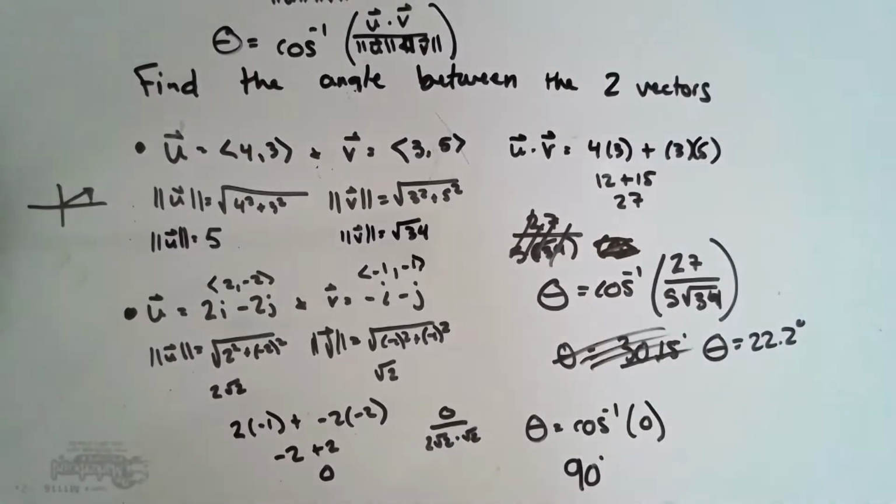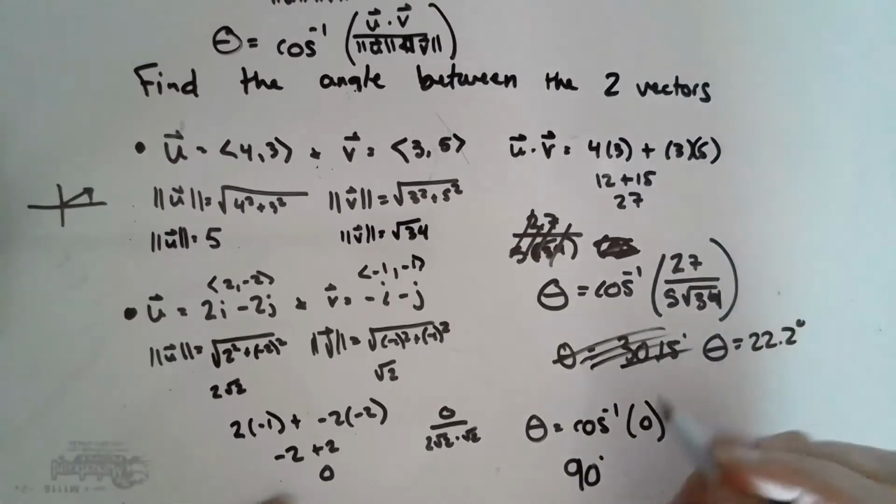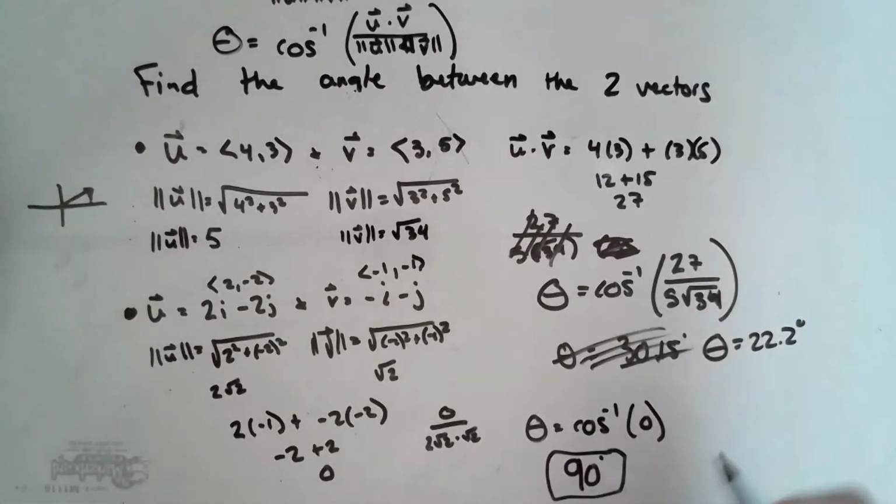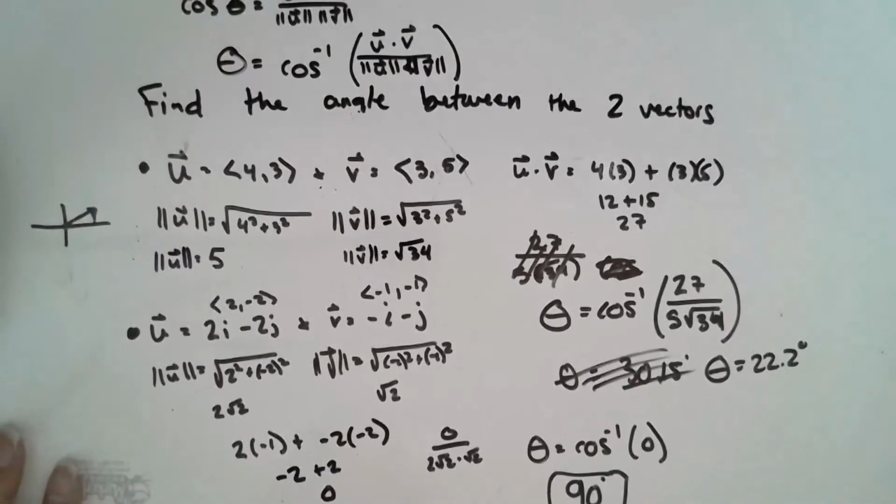It's also 0 at 270, but because of that domain restriction, or you could type it in your calculator, you'll get that this one is at 90 degrees. Okay, so cool thing about this, if you have two vectors that are 90 degrees from each other, they are, okay, if you said perpendicular, you are correct up to a point.